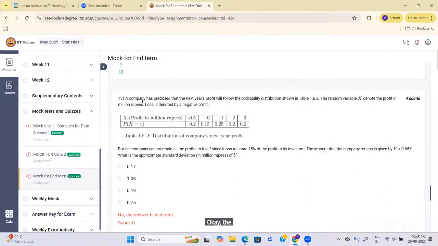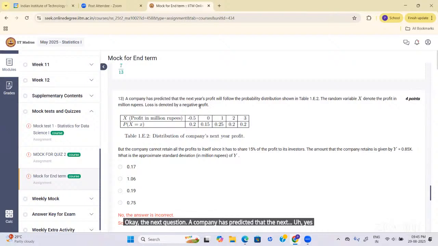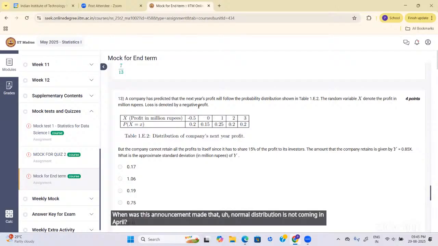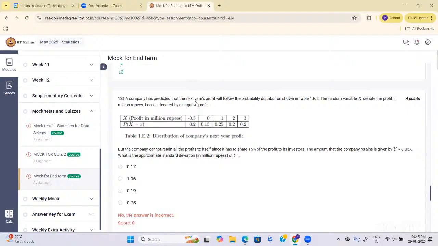Okay, the next question. A company has predicted that the next... Well, when was this announcement made that normal distribution is not coming in it? We have told it in the live sessions. Other than the sessions? It was told multiple times since the beginning. We have not received the announcement, ma'am. Where exactly is the announcement, like in the dashboard? You will not find it in the dashboard. We have told it multiple times in the sessions. So if you have attended the previous sessions, you would know.